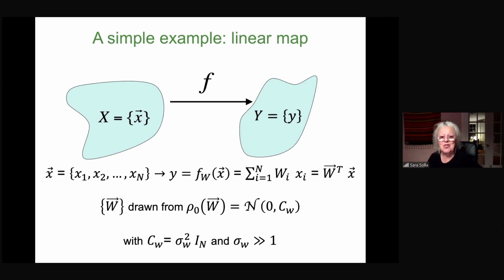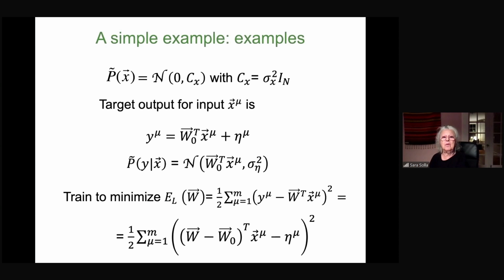I'm just going to do a linear transformation from the n-dimensional space into a scalar y, such that y is simply a linear combination of w_i x_i. So it's w scalar product with x. I start with w drawn from a prior rho 0 of w. Every point w is coming from a normal distribution with 0 mean, and the covariance function is diagonal with a variance sigma_w squared, and the variance is very, very large. So I want to start with a very generous, very expressive probability distribution.